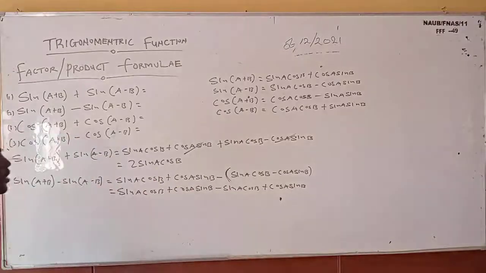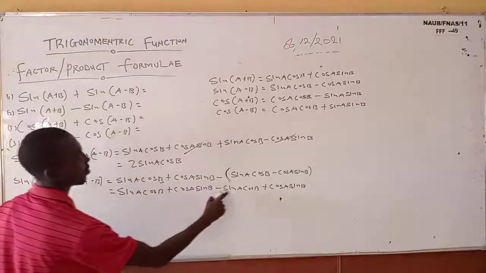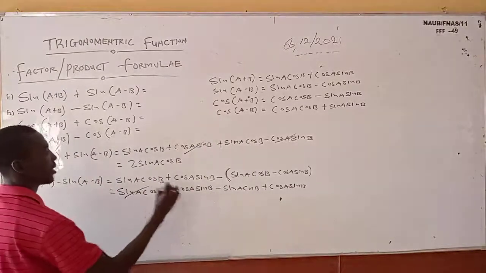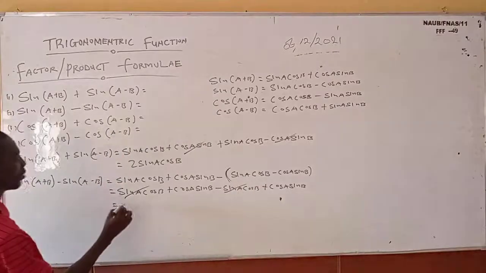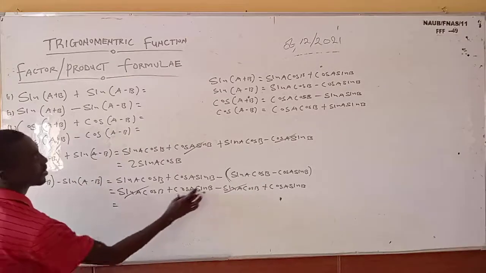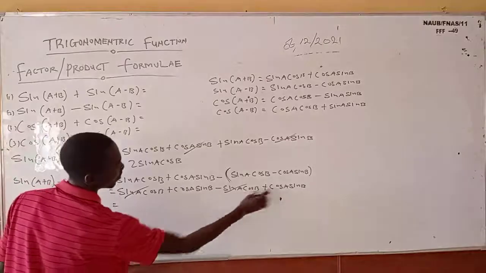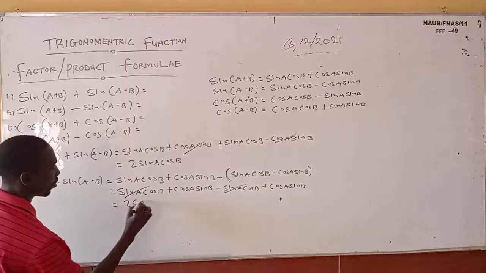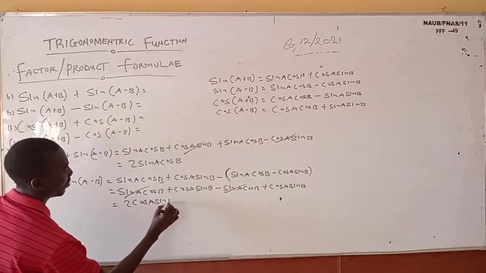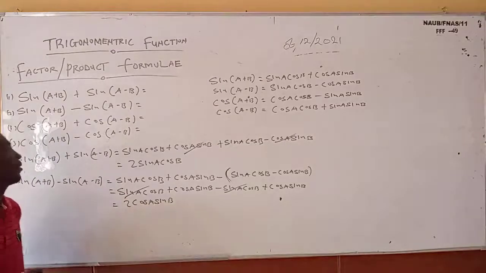So if you look at this now, sine A cos B minus sine A cos B, what do we do? They cancel out. So we'll be left with what? We'll be left with sine A cos B plus cos A sine B, which is what? 2 cos A sine B. Hope you get that. Okay.